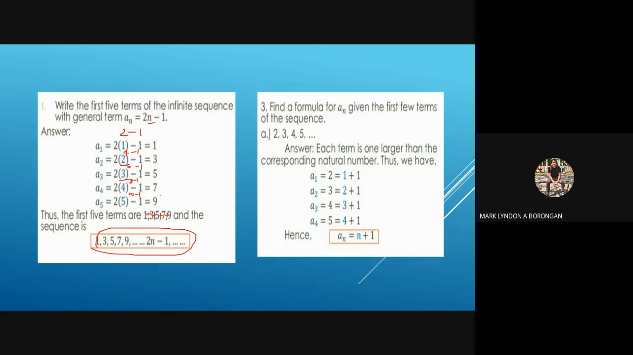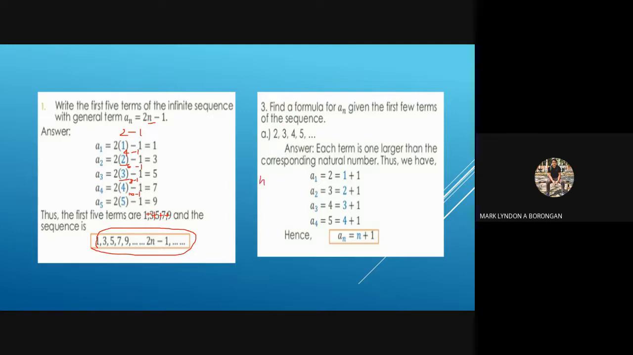Next, find a formula for a sub n given the first few terms of the sequence. So here we are looking for the formula. Let me give you a tip, guys. Our first task is to observe if there is a pattern or a common difference. Consider 2, 3, 4, 5. The common difference is 1, or the gap is 1. 2 plus 1 is 3. 3 plus 1 is 4. 4 plus 1 is 5.